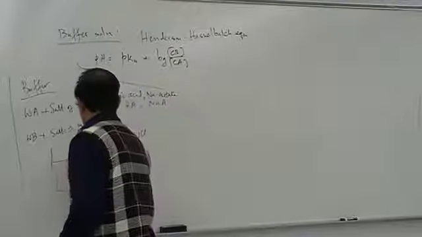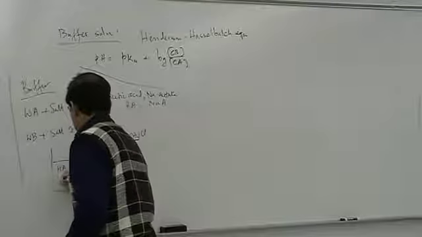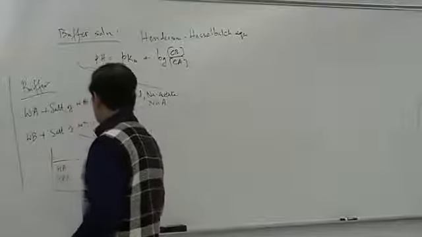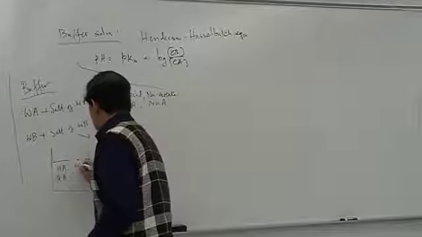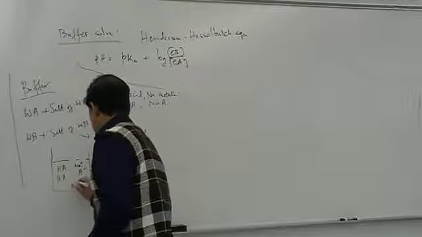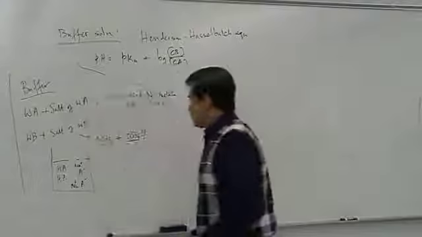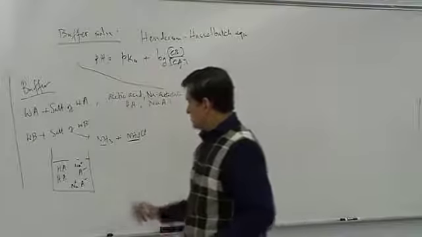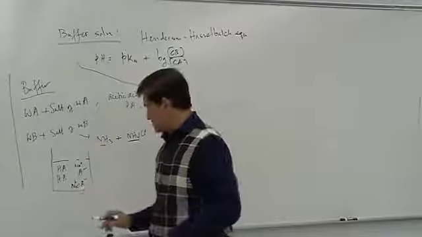Let me just give you an idea about why it works as a buffer. Say I have a mixture of HA and sodium acetate. Sodium would be all separated, so it's going to be Na+ and A-. Now why did I separate sodium? Because sodium and potassium always break down 100%.